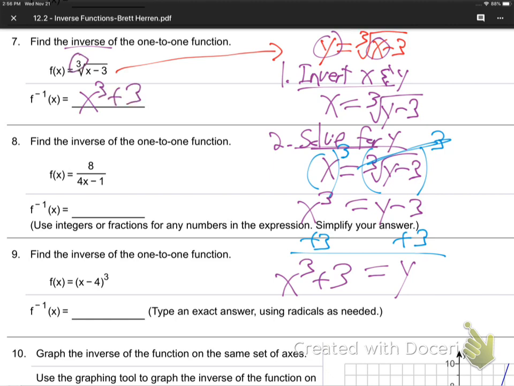See how that's the opposite of third root with a minus 3, third power with a plus 3? That's what inverse functions are. They're the opposite. See how that's exactly the opposite? Maybe we could have guessed at that.